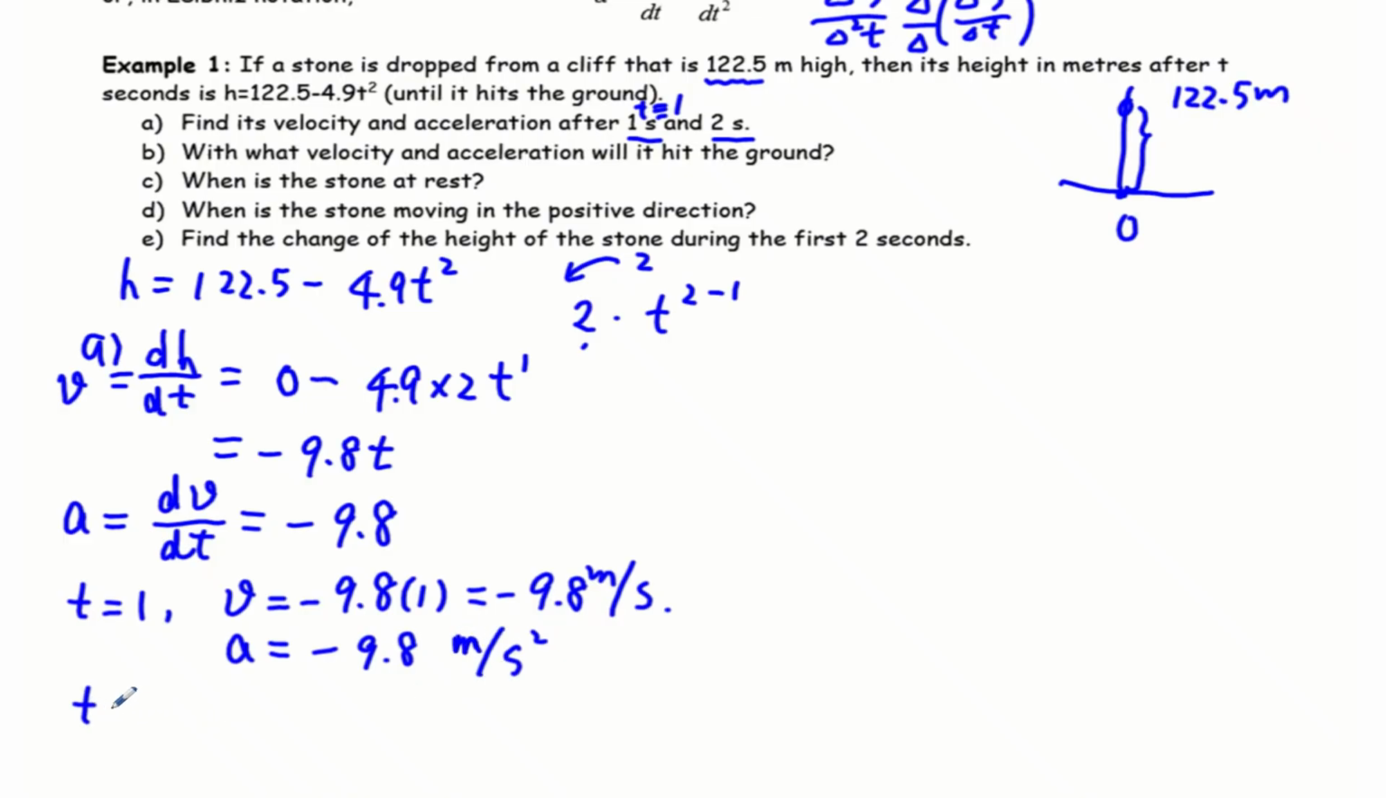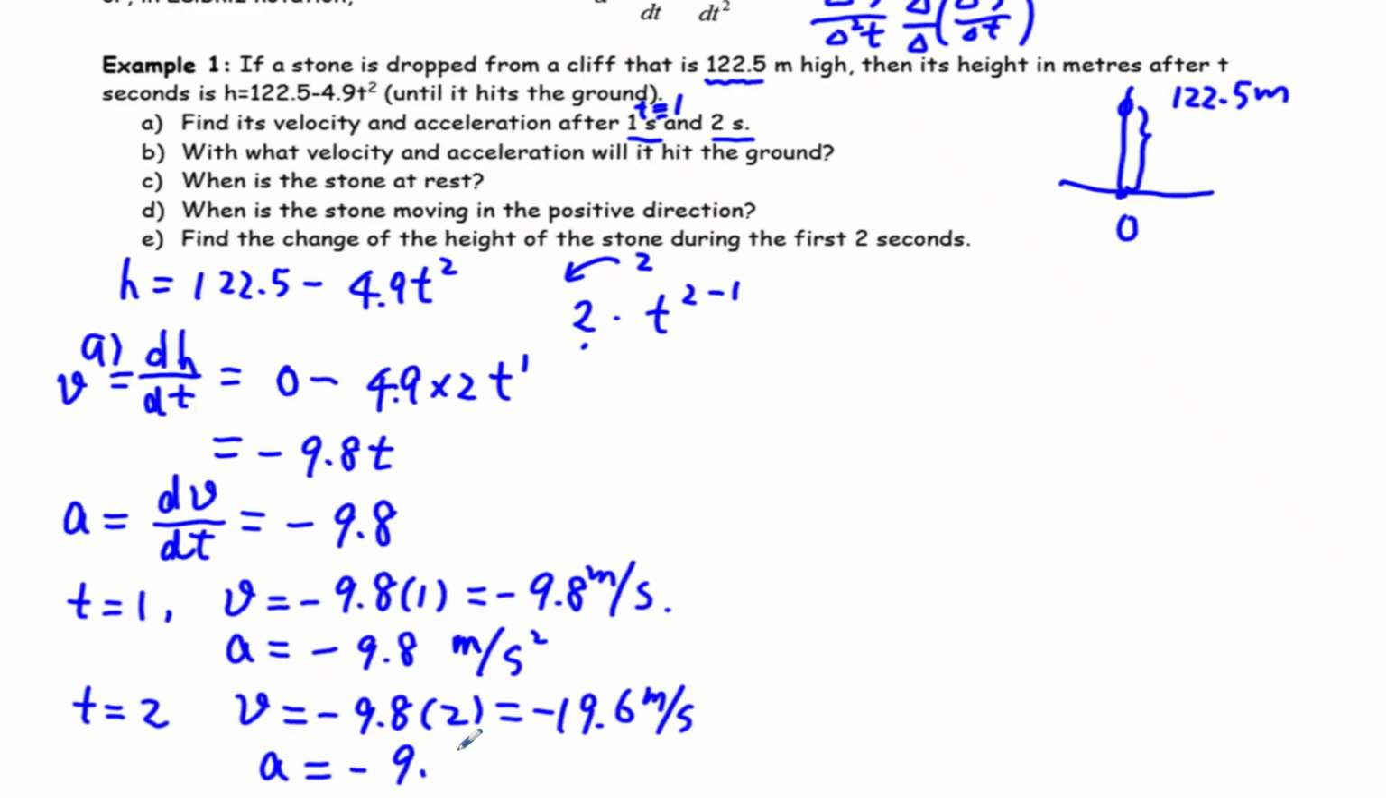Then we find it for t equals 2. The velocity equals negative 9.8 times t, and we substitute t equals 2. We have negative 19.6 meters per second. For the acceleration, it has not changed. It's the constant gravitational acceleration on Earth. So this is for question A.